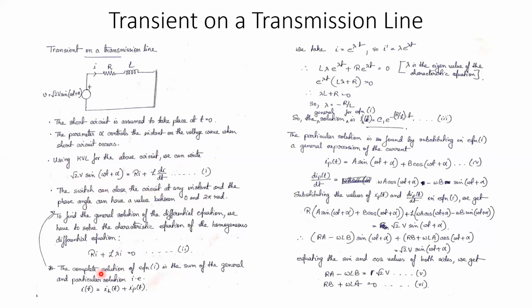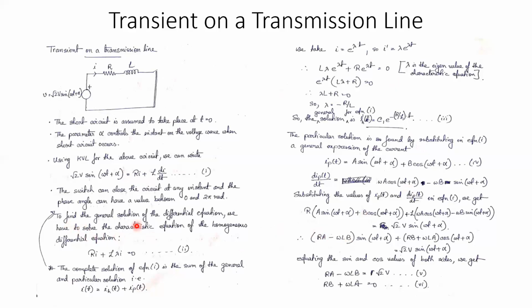The complete solution of equation 1 is the sum of the general and particular solutions, that is i(t) is equal to i_h(t) plus i_p(t), where i_h(t) is the general solution and i_p(t) is the particular solution. We have already done this solution in circuit theory, but we'll recap the solution once in the power system scope.